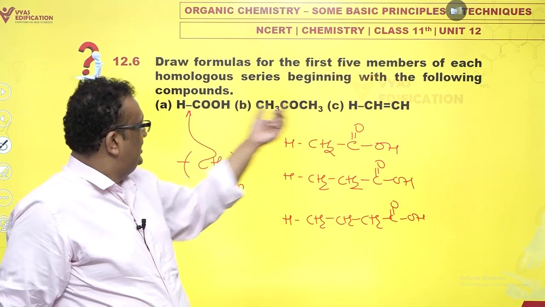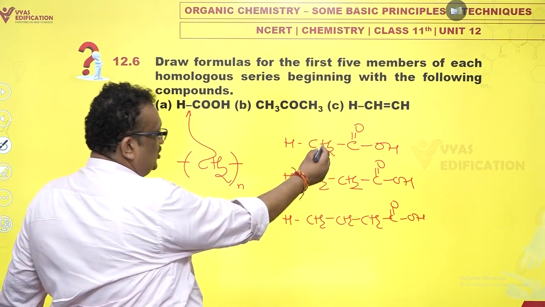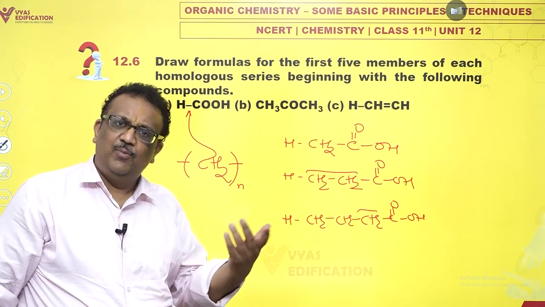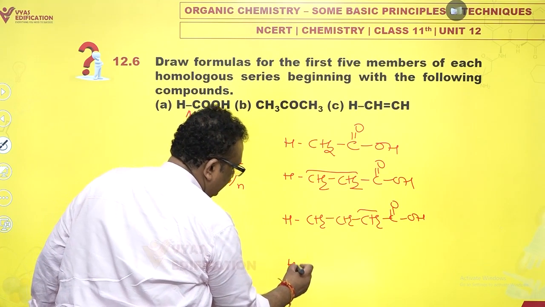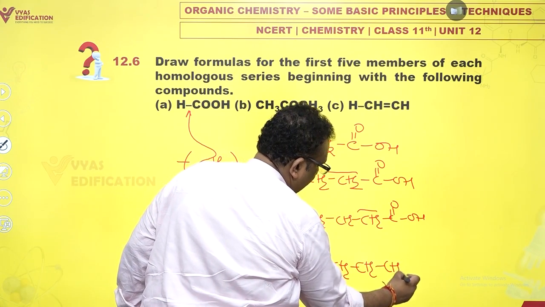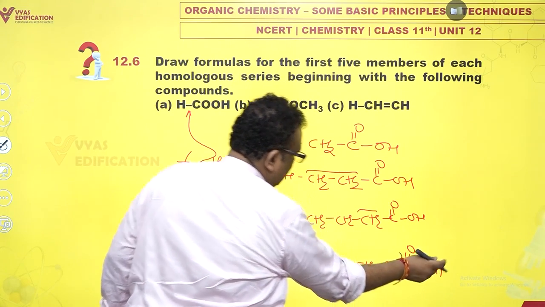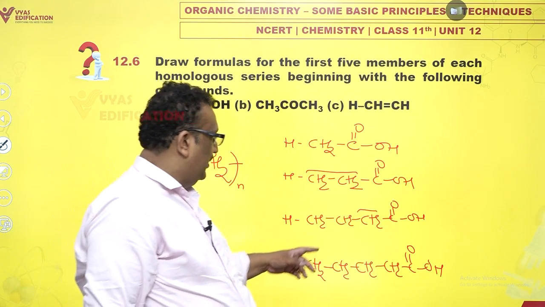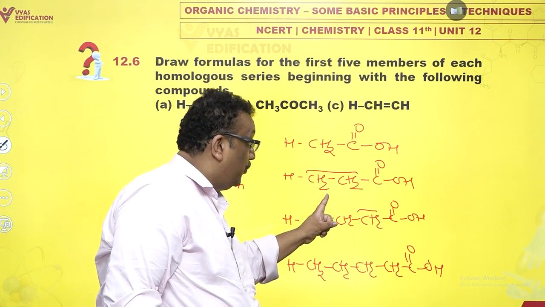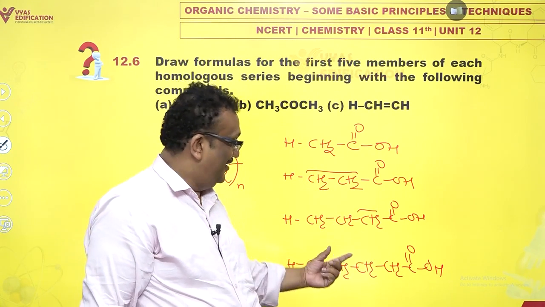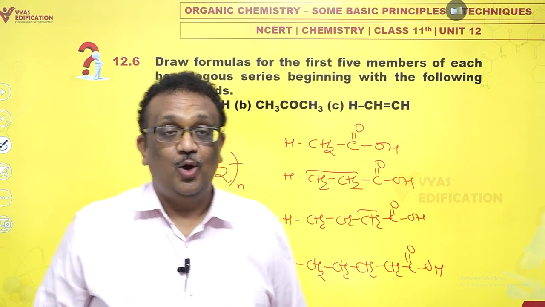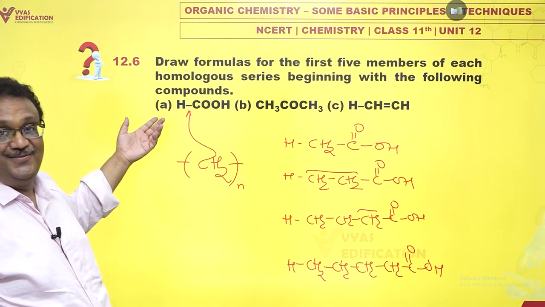Simply HCOOH, the first member. We insert one CH2. Then we have one more CH2, one more CH2 like this. We keep on getting more and more acids. One more. And what is this? This is pentanoic acid. So, methanoic, ethanoic, propenoic, butanoic acid and pentanoic acid. These are the first 5 members of the homologous series of carboxylic acids.